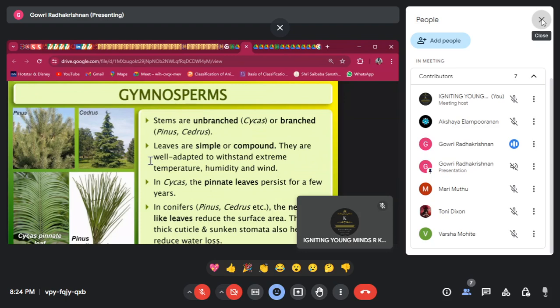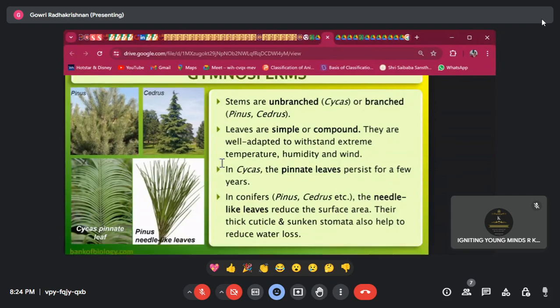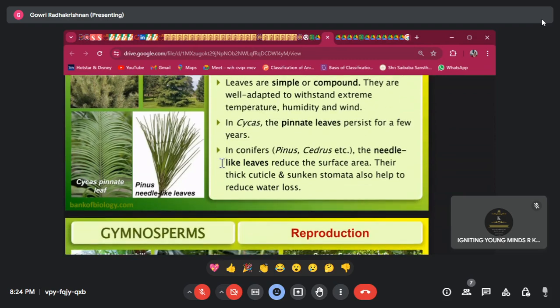And stems are unbranched or branched, that is Pinus or Cedrus. Leaves are simple or compound, both types are seen. They are well adapted to withstand extreme temperatures, humidity, and wind. In Cycas, the pinnate leaves persist for a few years. In conifers, that is Pinus and Cedrus, the needle-like leaves reduce the surface area. Their thick cuticle and sunken stomata also help to reduce water loss.